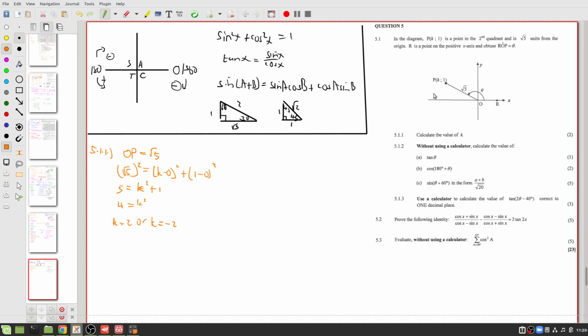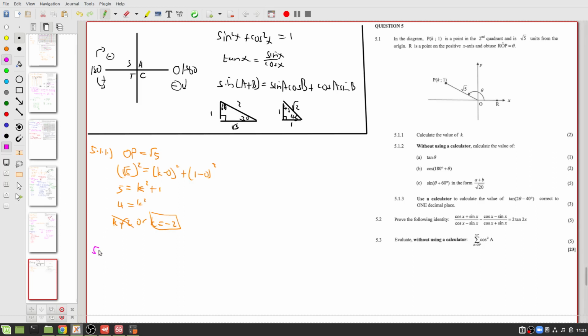So k is equal to the positive square root of 4, or k is equal to the negative square root of 4. And we know this is in the second quadrant, right? They tell us second quadrant. So we know that the k value has to be negative, x has to be negative there. So this is our answer. This one does not count because that's not in the second quadrant. So k equals negative 2. Great, good start.